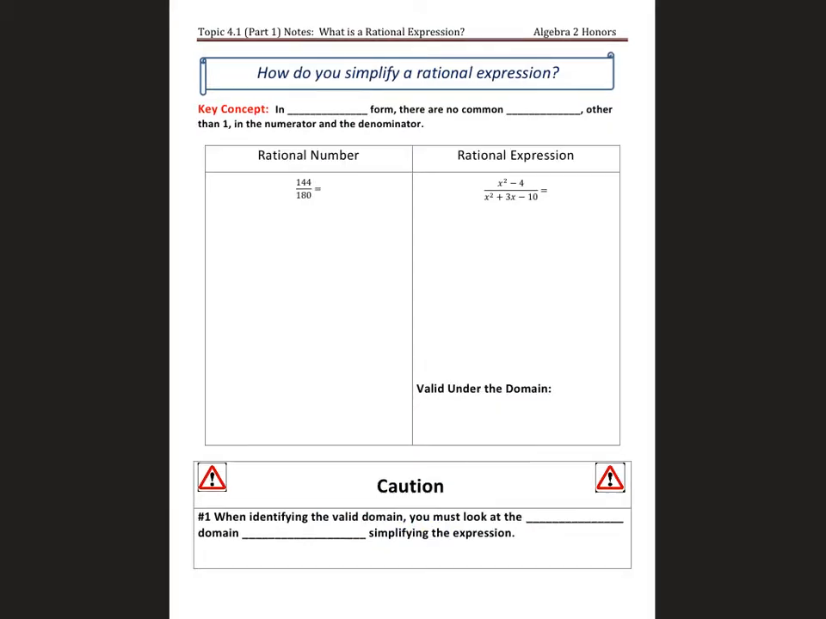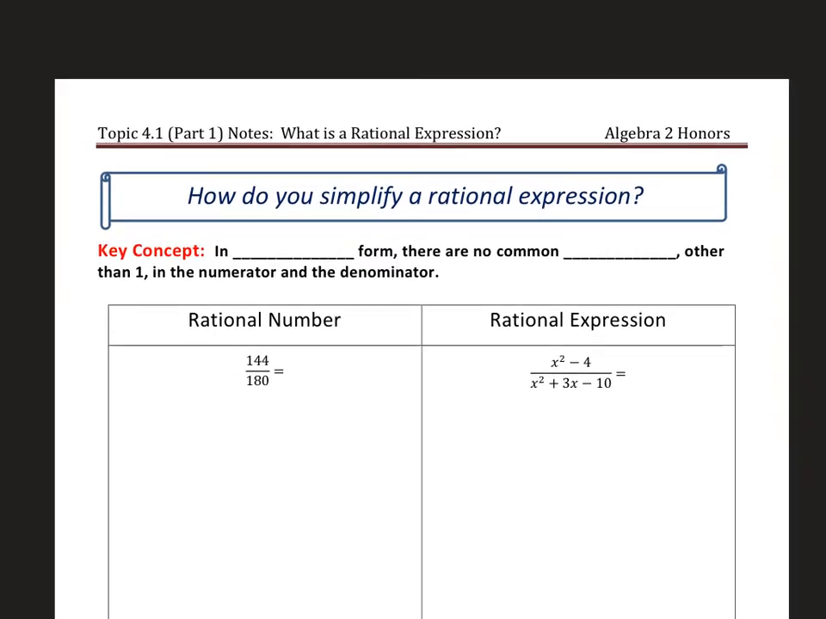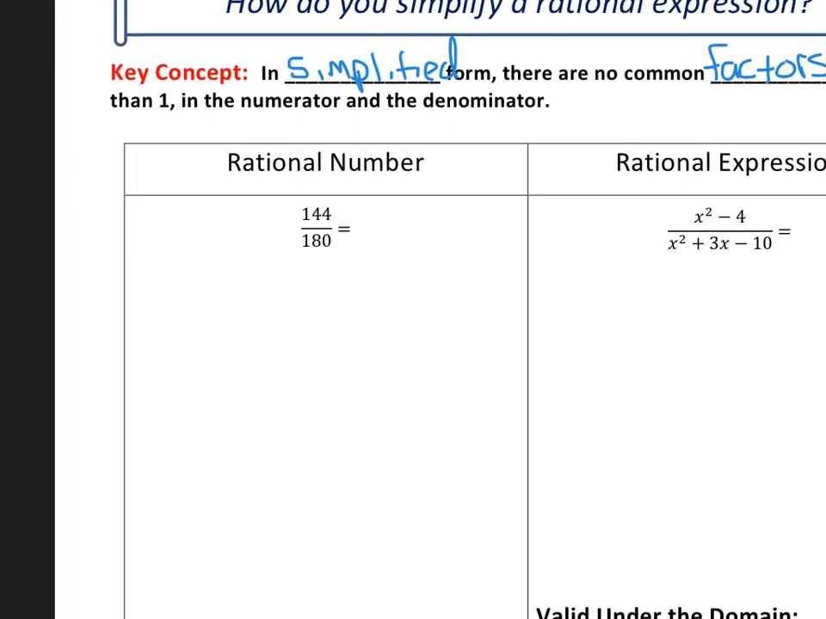So how does one go about simplifying a rational expression? We simplify these expressions in the same way that we would simplify a rational number. In simplified form, we are going to reduce all of the common factors that are in both the numerator and the denominator. So let's first take a look at how we simplify a rational number.